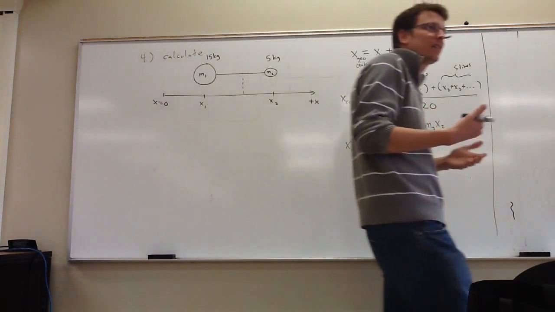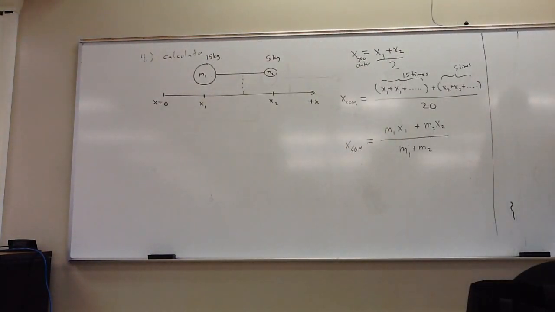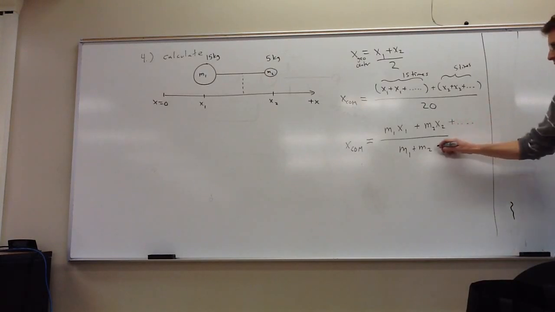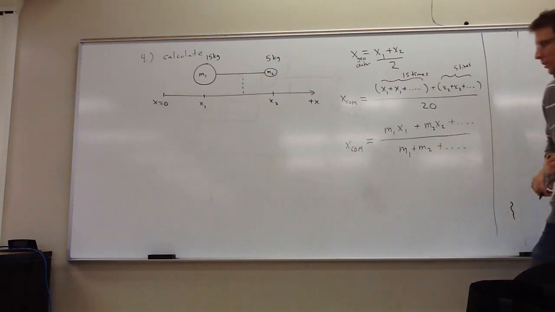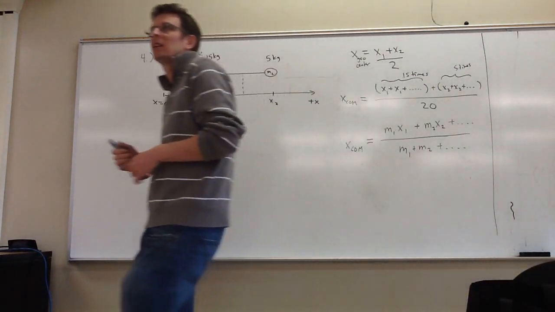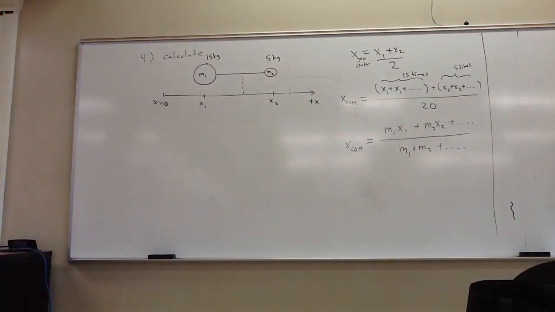So that's what we do in the center of mass. We just count a mass more, or we count a position more, if there's more mass there. This, by the way, will gladly extend to however many masses you happen to have. In fact, let's go ahead and take it out for a spin. Now, I think it's fairly straightforward.